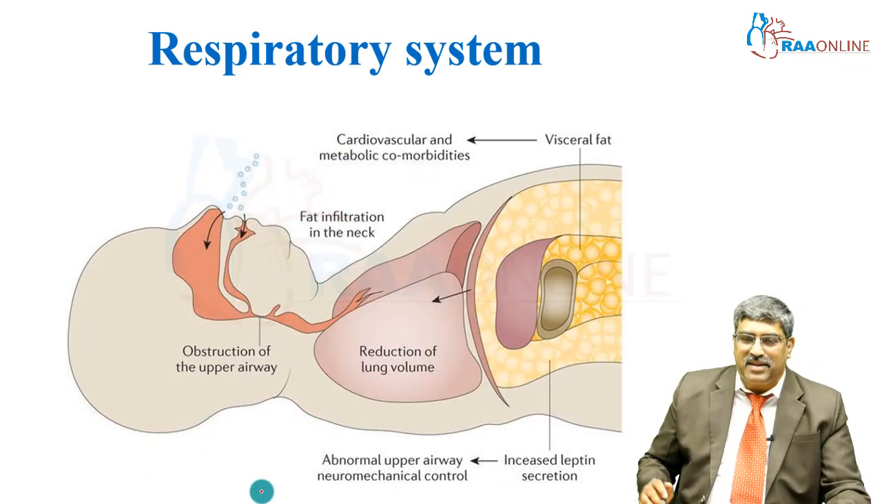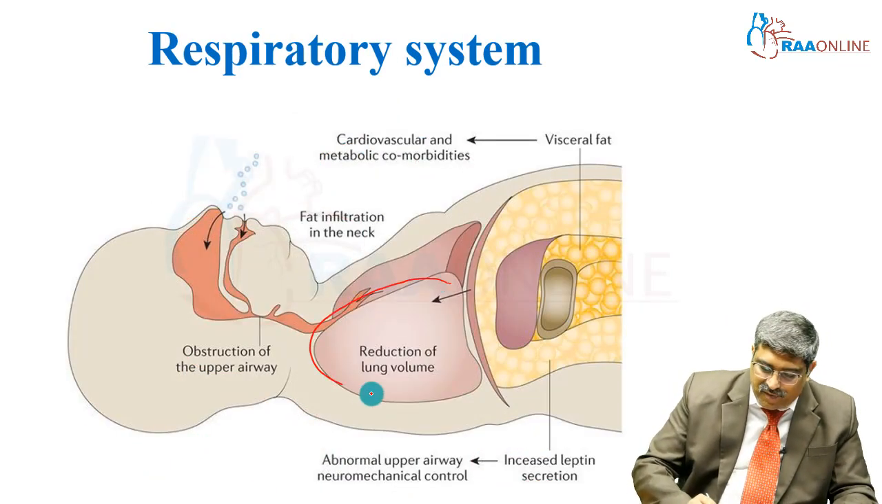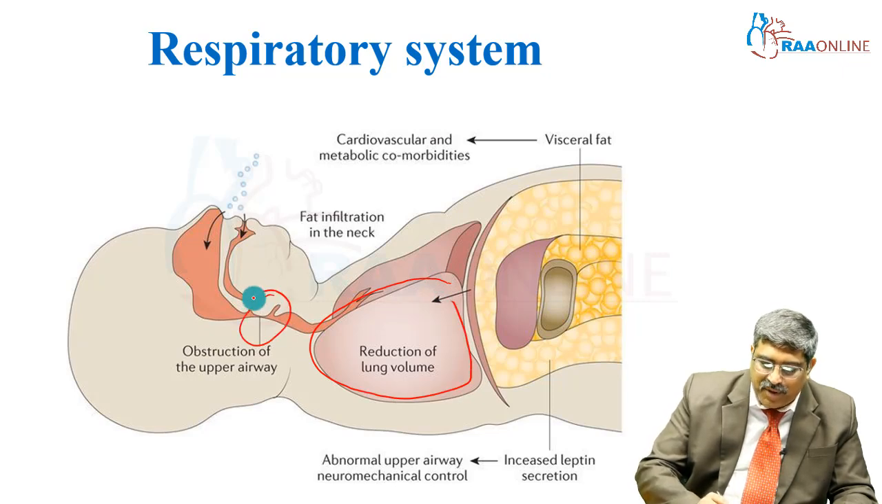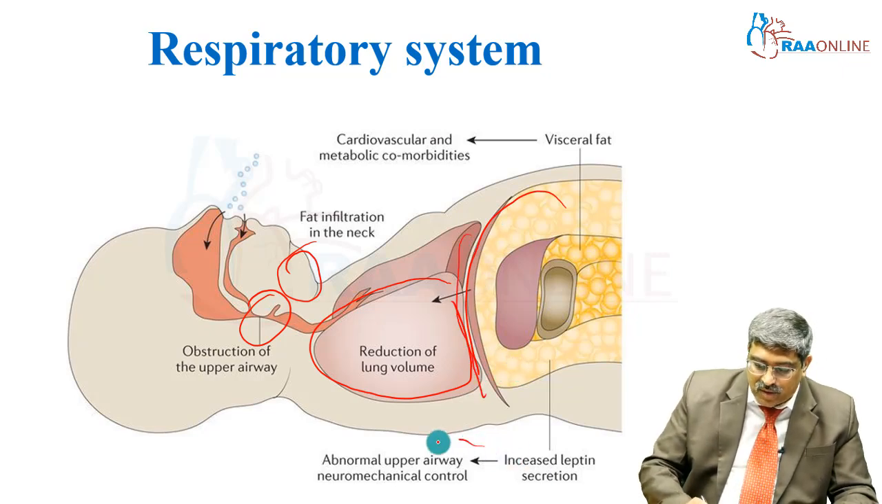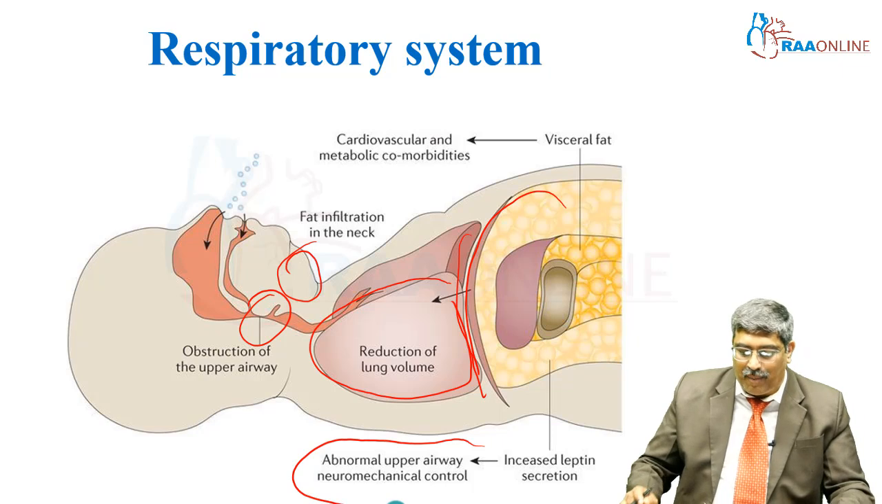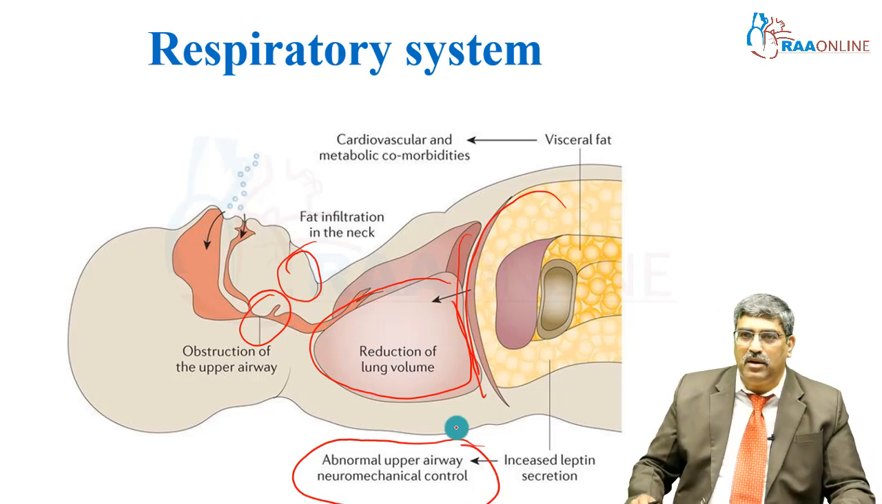On the mechanical side, there is going to be reduction of lung volume, obstruction of the upper airway, fat infiltration in the neck, holding the mask will be difficult, and your diaphragm is pushed up, so the compliance is altered, and there is going to be abnormal upper airway neuromechanical control.